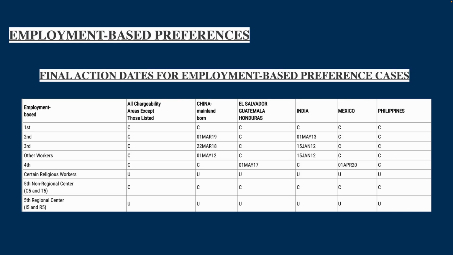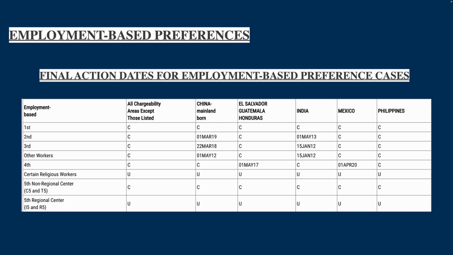All right, now let's see the employment-based preference. Final action date for employment-based preference means green card numbers are now available for those who apply for employment-based first, second, third, other workers, and 5th Regional Center C5 and T5, 5th Regional Center I5 and R5. So C means current. So for Philippines, the National Visa Center is now processing green card numbers for current dates.